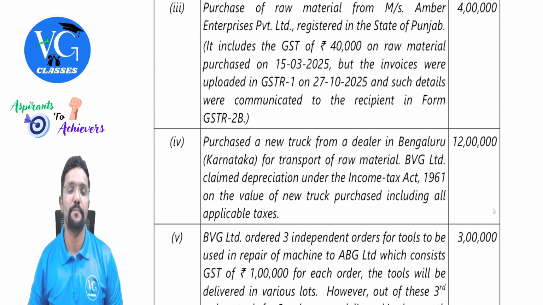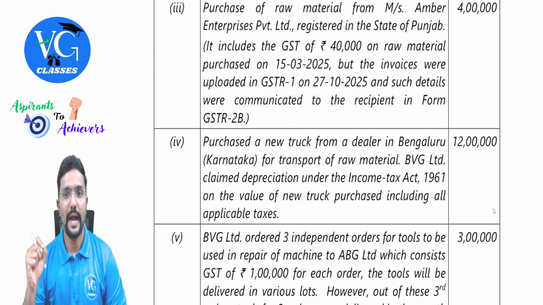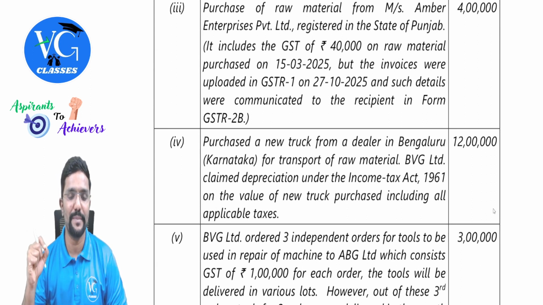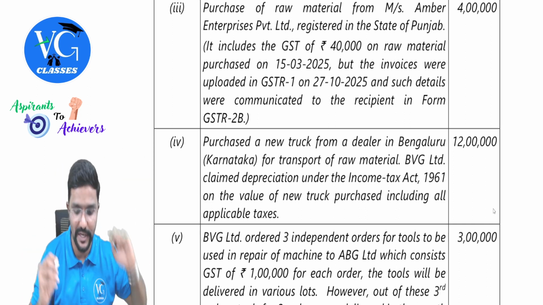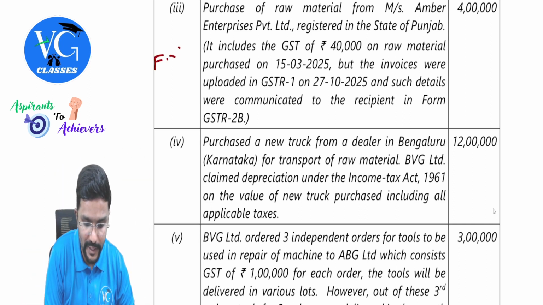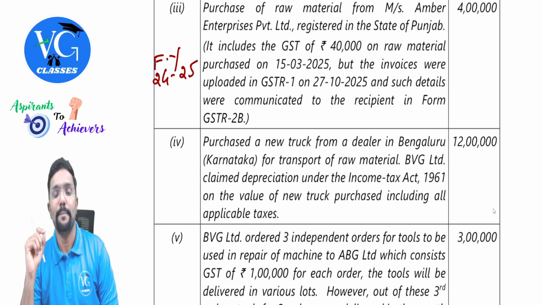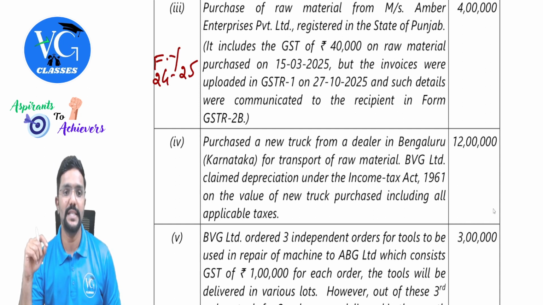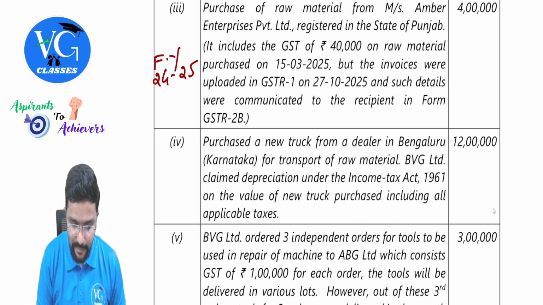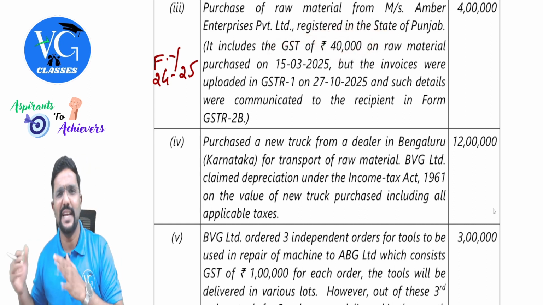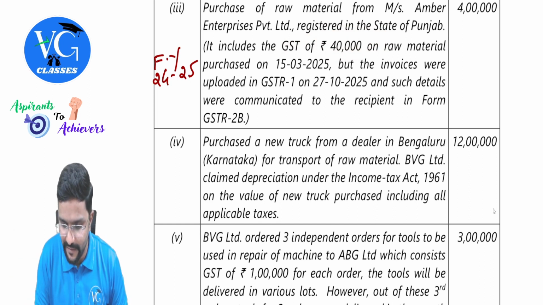Okay. Next, third one. Purchase of raw material from Amber Enterprises Private Limited, registered in the state of Punjab, 4 lakh. It includes the GST of 40,000 on raw material purchased on 15th March 2025, last financial year. So this relates to financial year 24-25. But the invoice was uploaded in GSTR-1 on 27th October 2025 and such details were communicated to the recipient in form GSTR-2B. Means we need to check the time limit for this credit. Remaining 3,60,000 available.